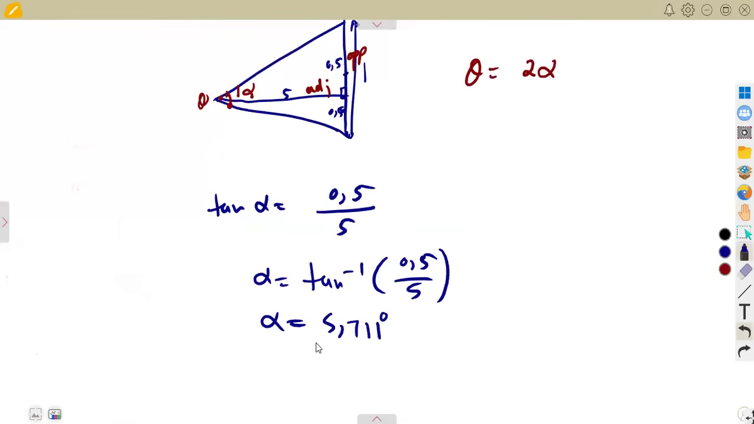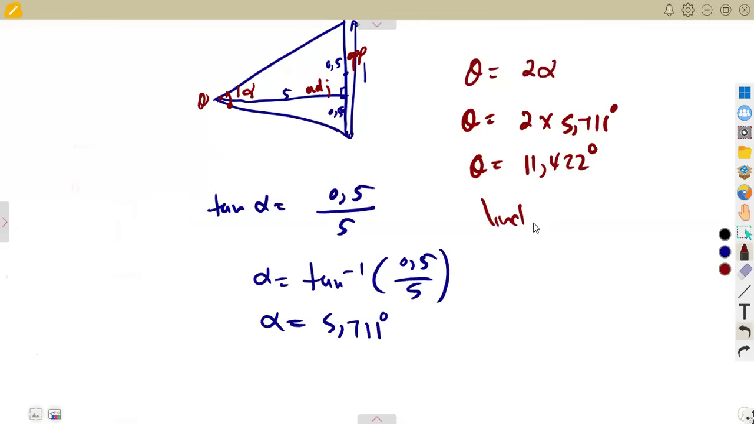5.711 degrees. With the angle alpha, therefore, the included angle theta can be calculated, which is 2 times alpha. That is 5.711 degrees. All right, so our theta is going to be 11.422 degrees. So that's our theta, which is the included angle in this case.